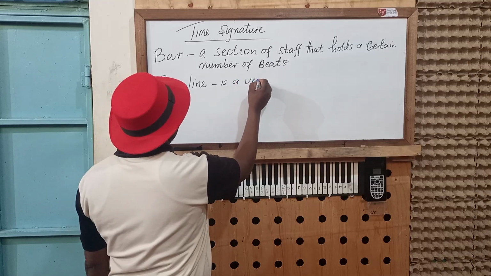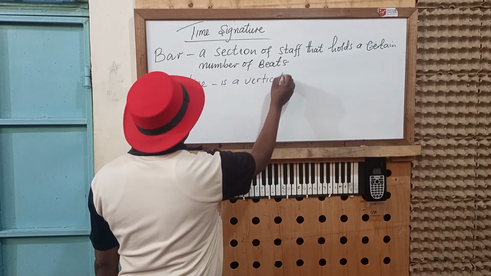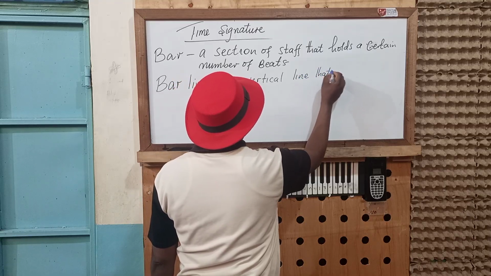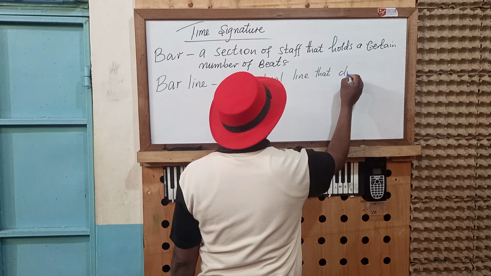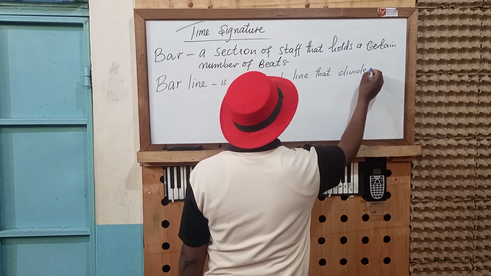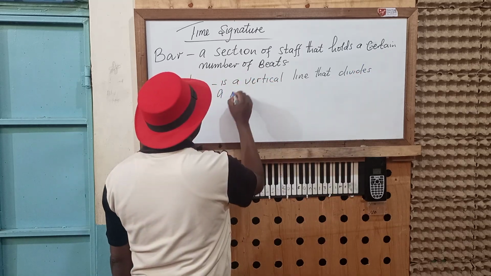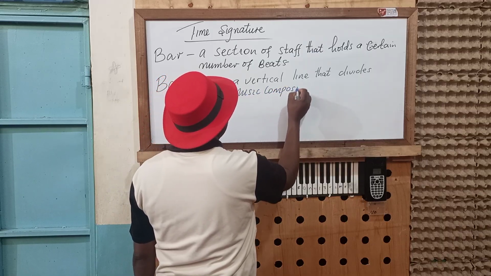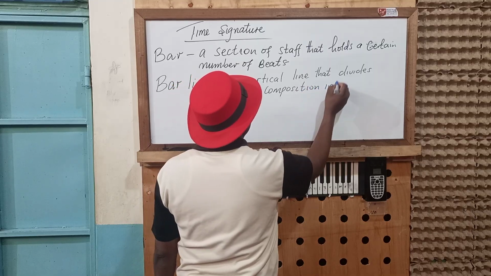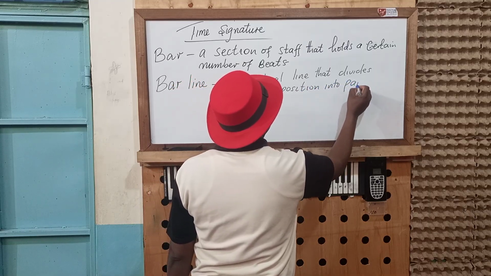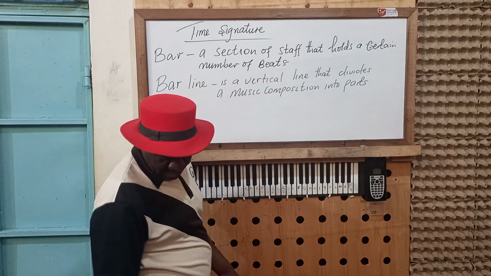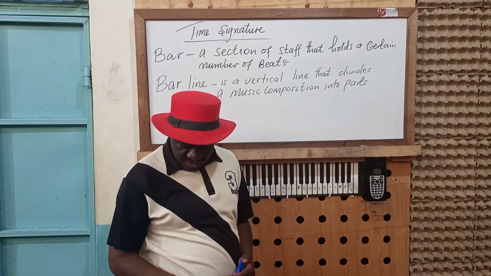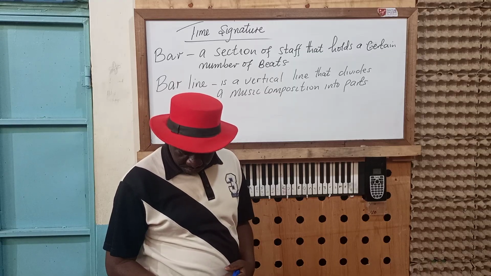And then I want to look at a bar line. It is a vertical line, just a vertical line that divides a music composition into parts. That's a bar line. A vertical line that divides music into sections.